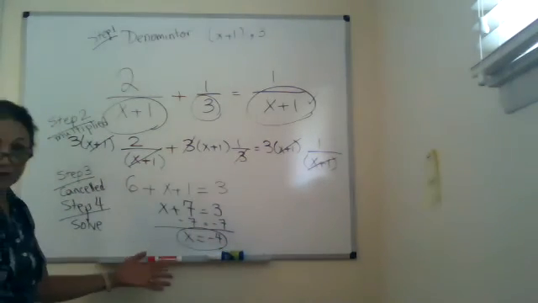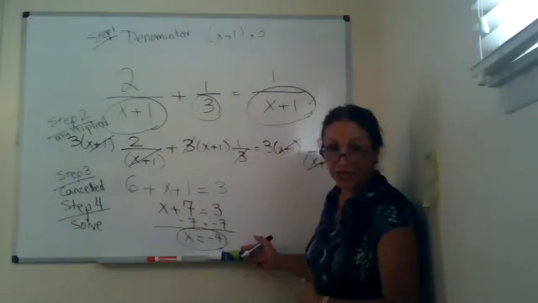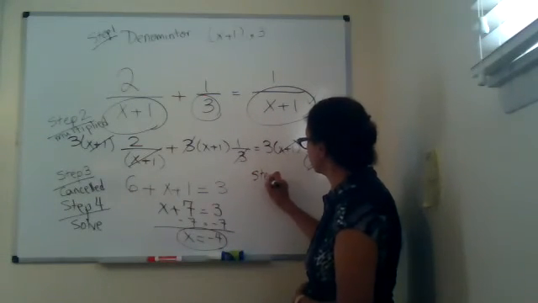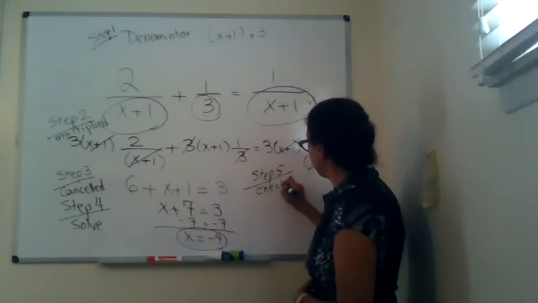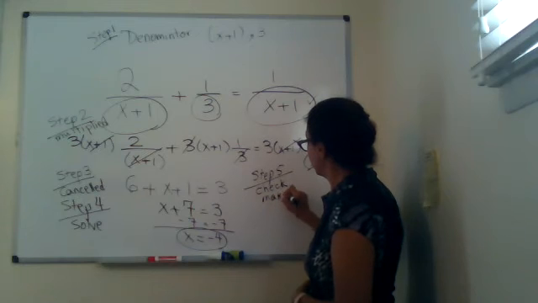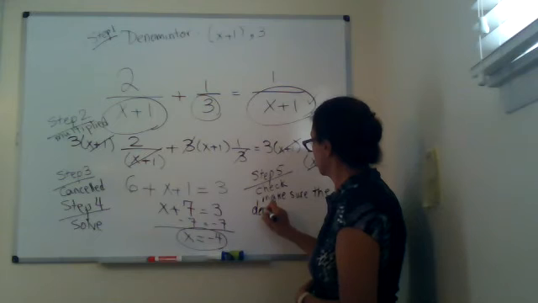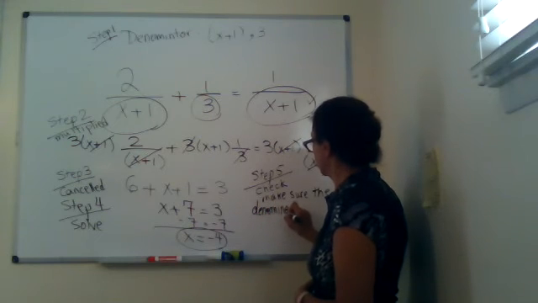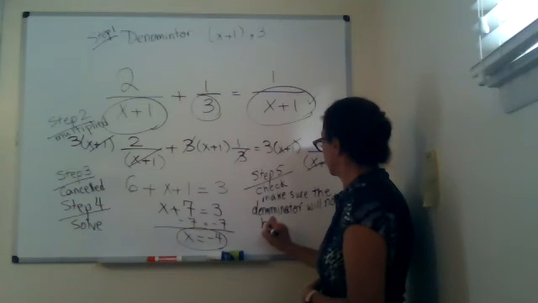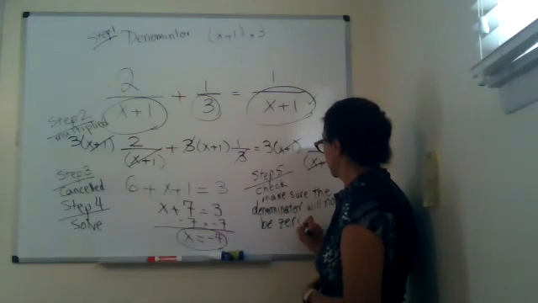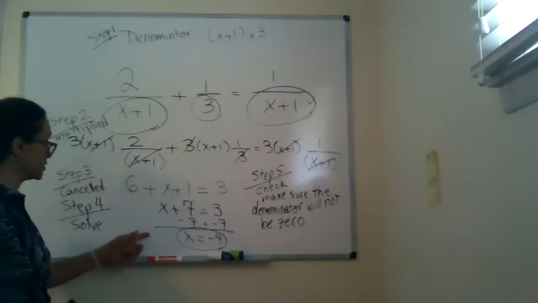Now, it may appear that I'm done with this, but I'm not really, because once you get your answer, you have to check it. So the last step, which is step 5, is you're just going to check. And what are you checking? Make sure the denominator will not be 0. So that's what you have to check. You make sure that when you substitute this number back, the denominator is not 0.